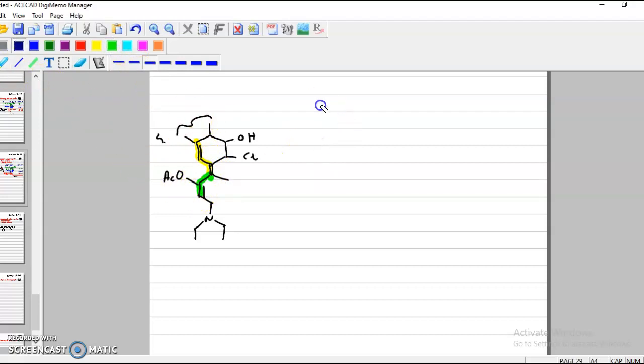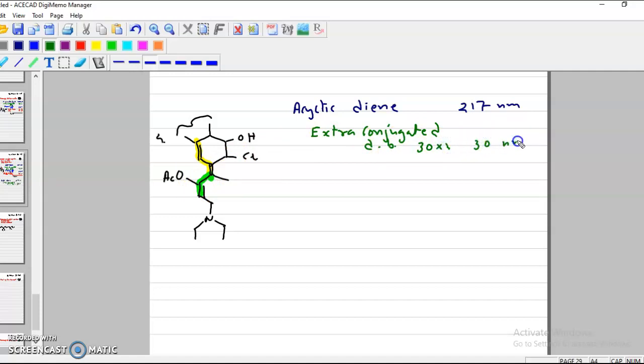So first of all, we will take an acyclic diene system, and for that we will add a base value of 217 nanometer for this system. Now, is an extra conjugated double bond present or not? For the extra conjugated double bond, we will take one double bond as extra. So 30 into 1, which will be 30 nanometer for the extra conjugated double bond. Okay. Now next is the exocyclic double bond.